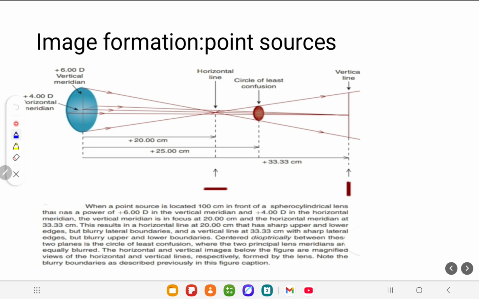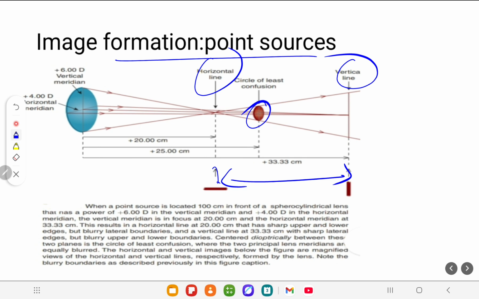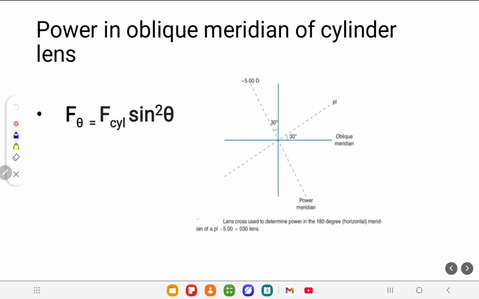And these are the pictures of Sturm's conoid, and I have already discussed Sturm's conoid in my previous video, so you can go there and watch what the circle of least confusion is, the interval between the two focuses, which is Sturm's interval, the circle of least confusion position, what the spherical equivalent is, and how we use it in day-to-day practice. We always use it in day-to-day practice as a clinical optometrist, so you must understand this concept. So go to my previous videos. And this is the concept which I want to discuss today: it's very important to understand the power of an oblique meridian of a cylindrical lens.